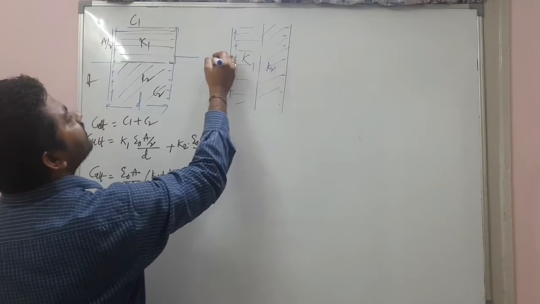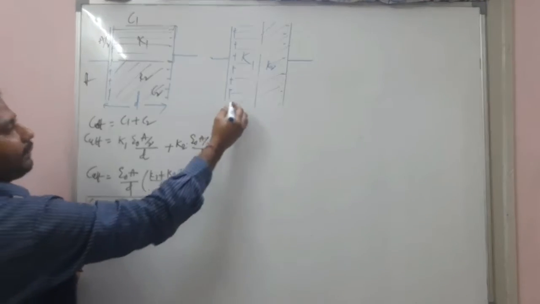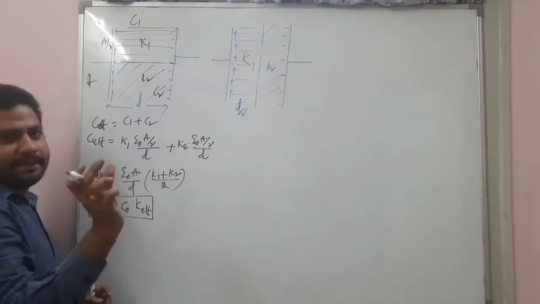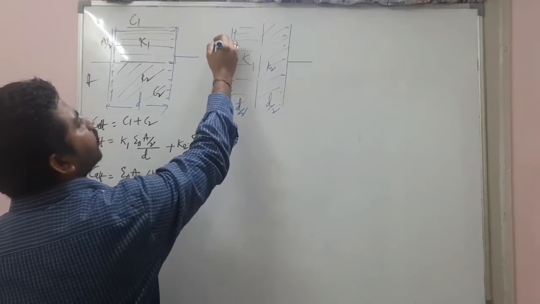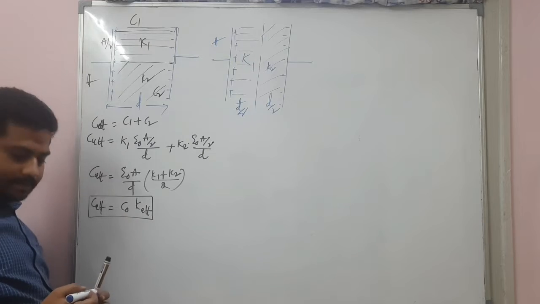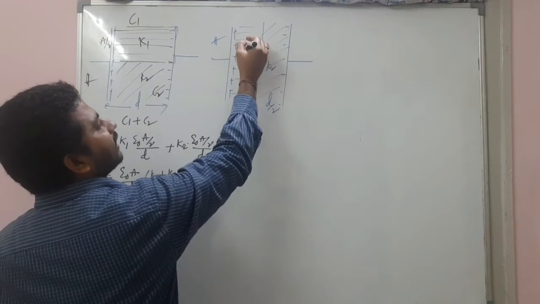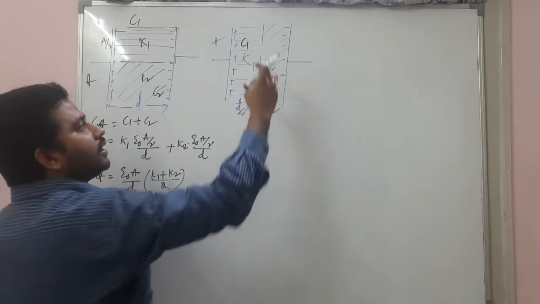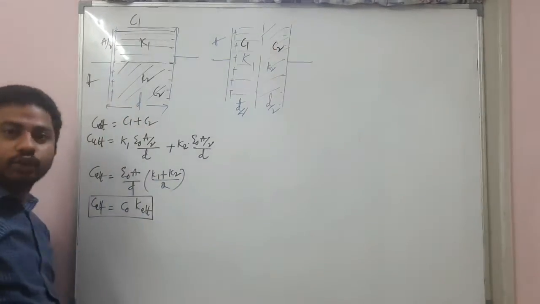So this is a capacitor here. Here, this dielectric is kept at a thickness of D/2, and this is also D/2. Area is A as it is. So in this case, this will behave as a capacitor whose capacitance is C1, and this will behave as a capacitor whose capacitance is C2.